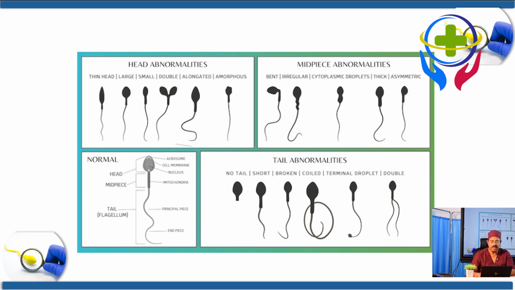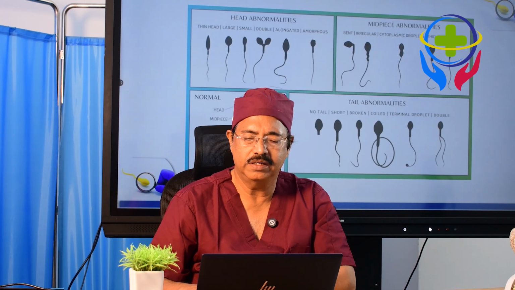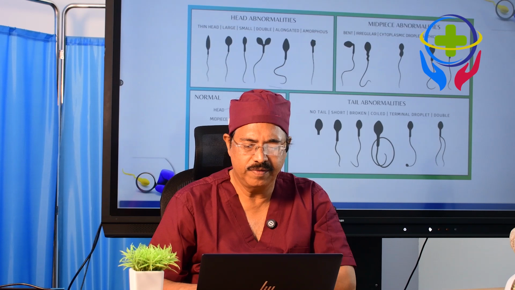And regarding the midpiece abnormalities, you can see a bent neck, then an irregular shape of the neck, then a cytoplasmic droplet larger than the head size, and also very thick cytoplasmic droplets, a very thick midpiece, and an asymmetrically positioned midpiece.